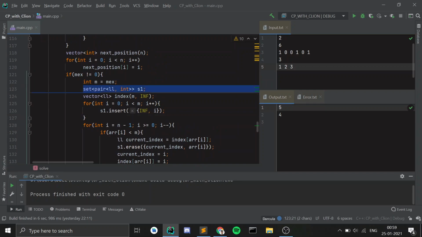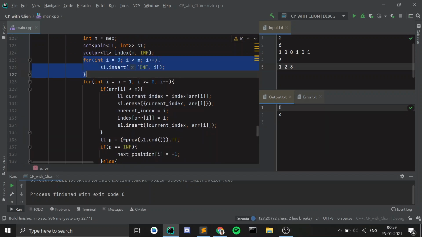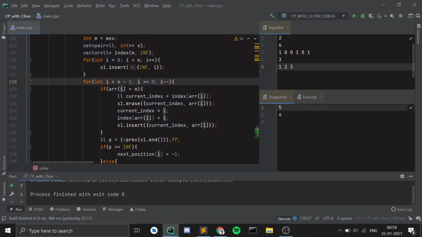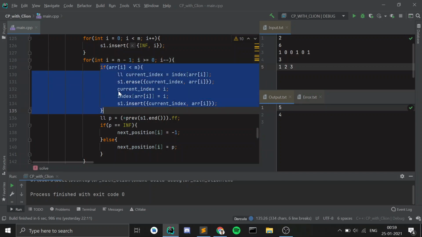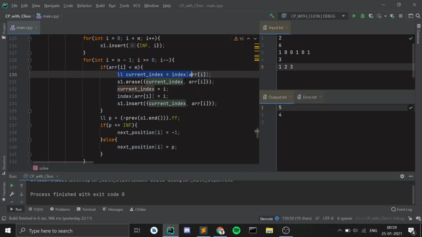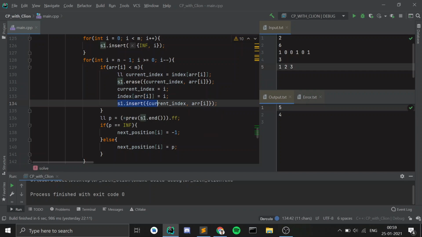So what I'm doing is I've constructed a set of pairs, and then I've marked all of these values as infinity first of all, and then I'm inserting it into my set. And as I told you, I'm starting to iterate from the back of the array. If this value is less than m, then only I will update my value in the set. I'll first extract the current index of this element in the set, and I'll erase that particular pair. Then I'll update the current index, and I'll also update it into my index vector, and then I'll insert it into the set.